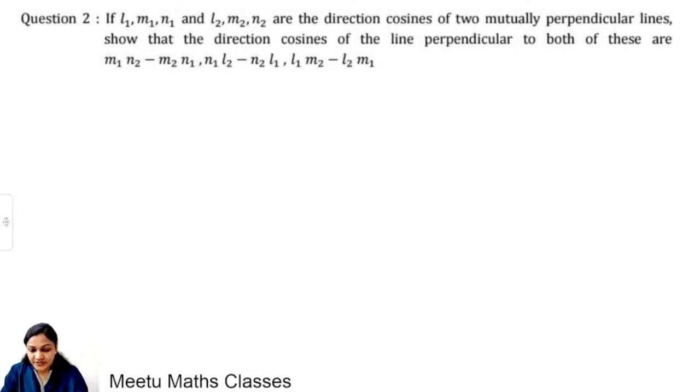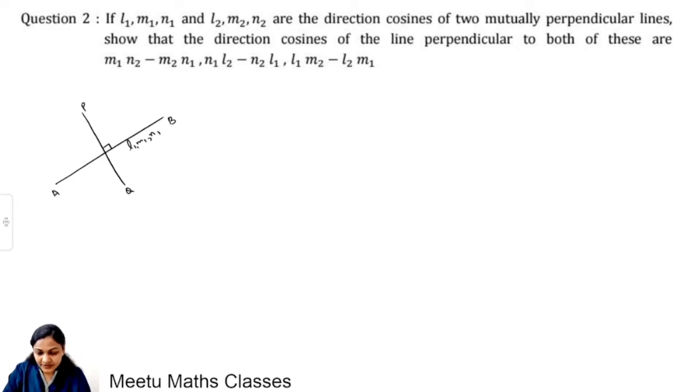Now your next question is, if L1, M1, N1 and L2, M2, N2 are the direction cosines of two mutually perpendicular lines. So we are given two mutually perpendicular lines. Suppose this line is AB and this line is PQ. So the direction cosines of this line are L1, M1 and N1 and the direction cosines of this line are L2, M2 and N2. Then you have to show that the direction cosines of a line perpendicular to both of these are this.